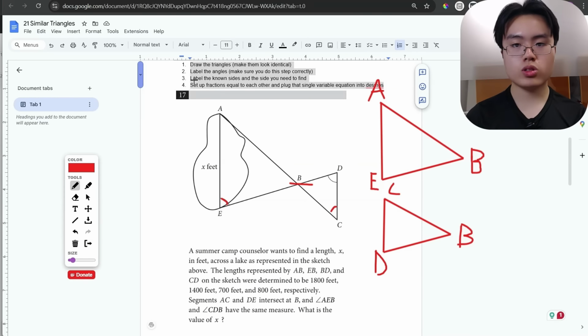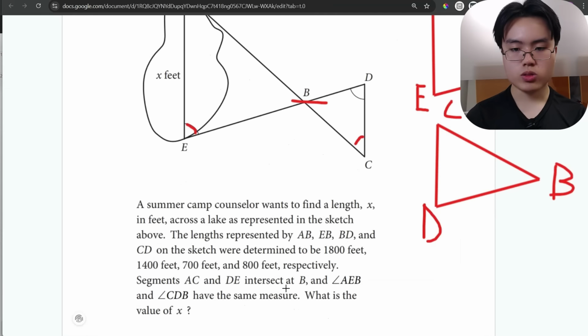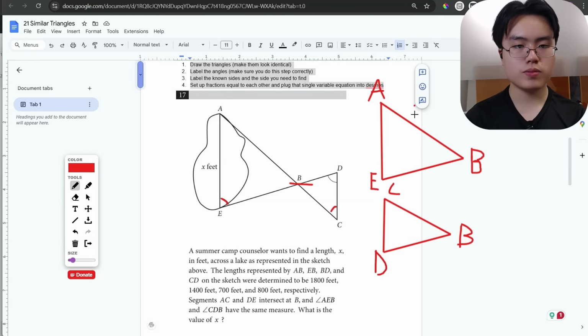Next step is to label the known sides, the lengths that we know. All right, so we know the 1800 is the same as AB, so let's do this real quick. So 1800 is AB.